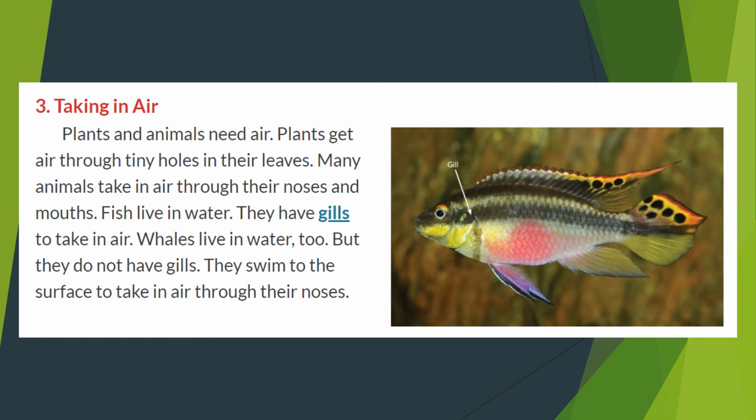Number 3 in our science books. Taking in air. Plants and animals need air. Plants get air through tiny holes in their leaves. Many animals take in air through noses and mouths. Fish live in water. They have gills to take in air. Whales live in water too, but they do not have gills. They swim to the surface to take in air through their noses. Wait, what? They swim to the surface. That's pretty cool about whales, isn't it?